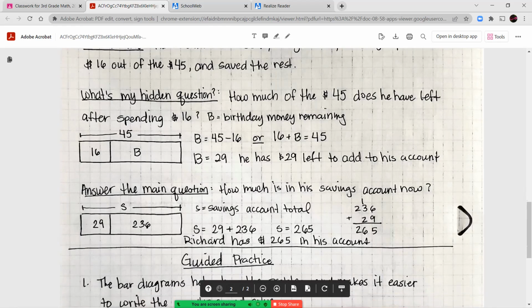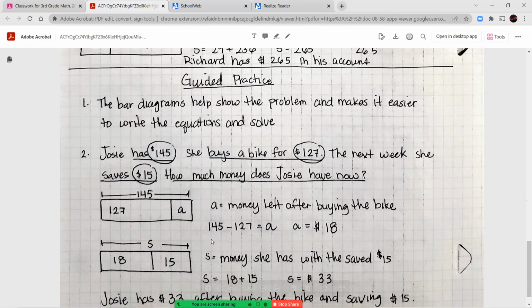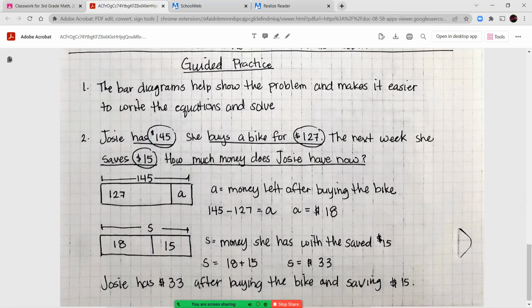Now let's go ahead and take a look at our guided practice. The first question was asking about the bar diagram and why they're helpful. Well, we know bar diagrams are helpful because they help show the problem, and it makes it easier for us to write and solve our equations because it represents our numbers visually. We're able to see it, and that makes it easier to understand.